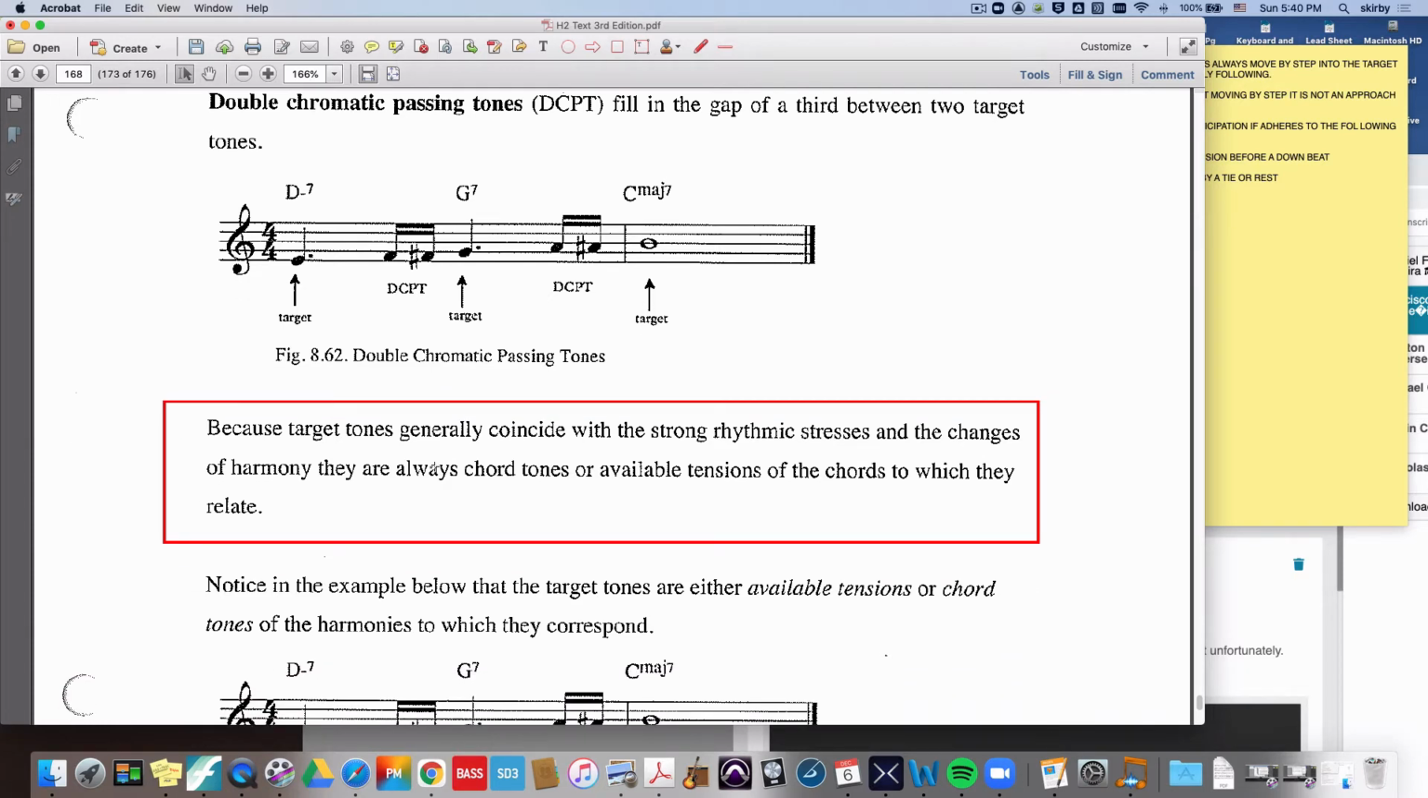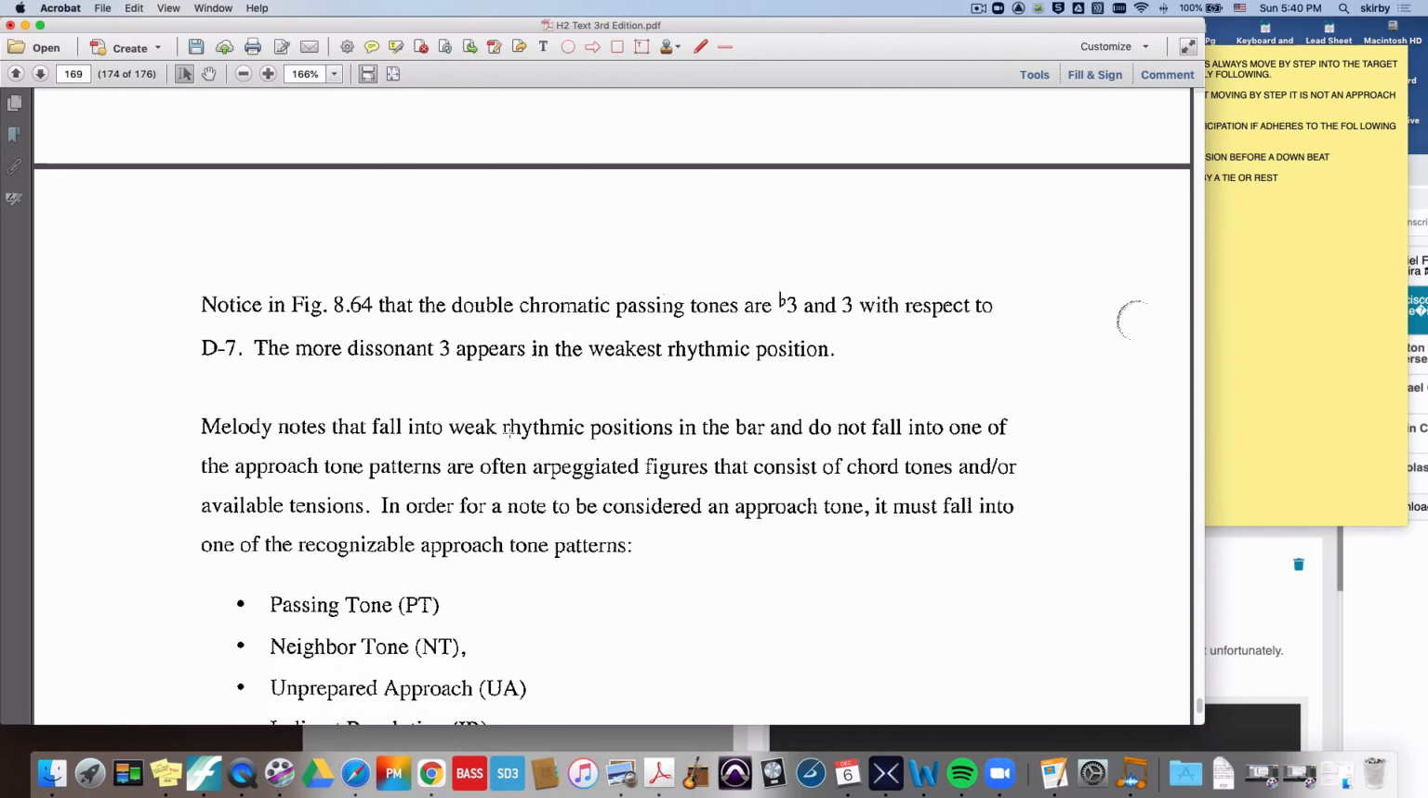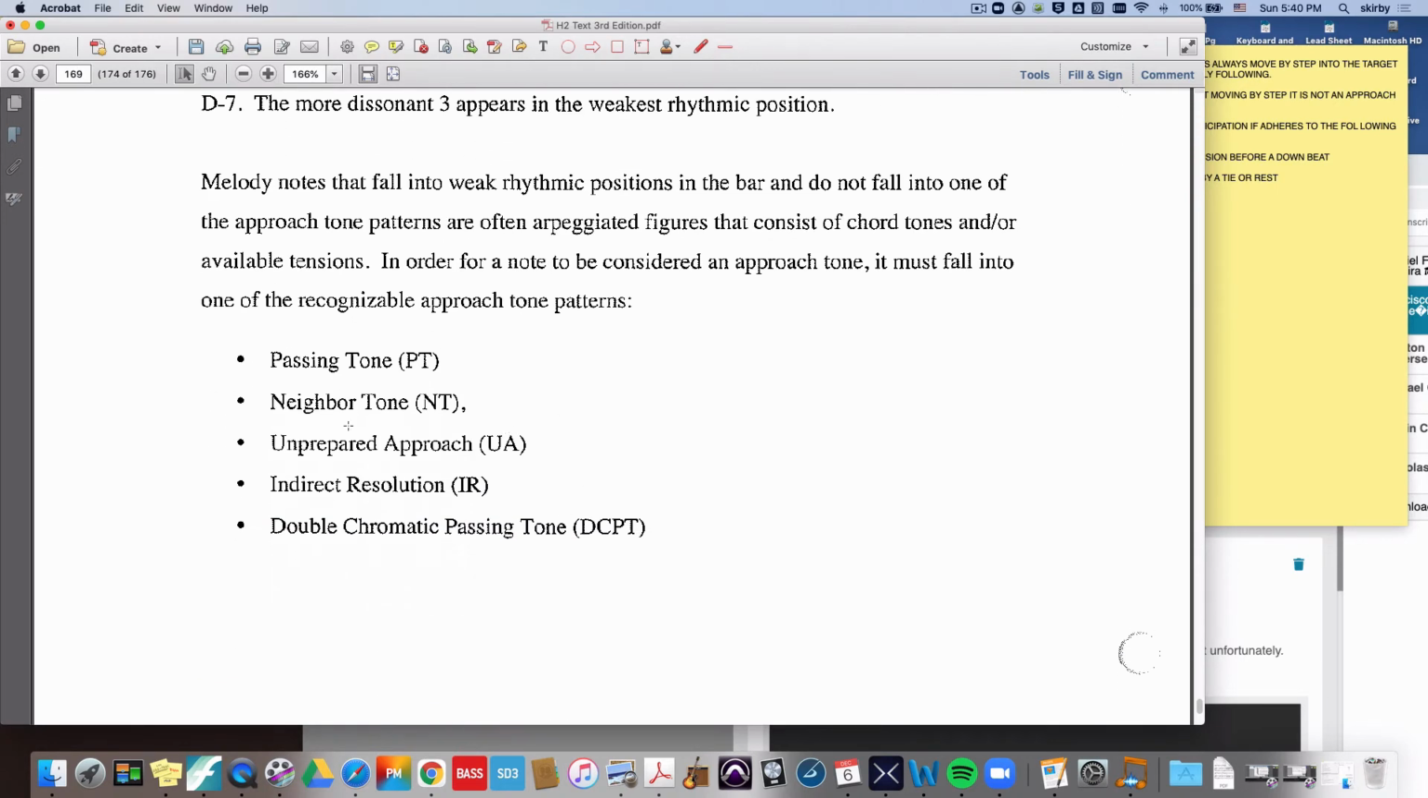And remember, target tones always coincide with a strong rhythmic stress, so the harmony will relate to the target tones. Okay, now finally, these are the various kinds of approach. Make sure you thoroughly understand them.